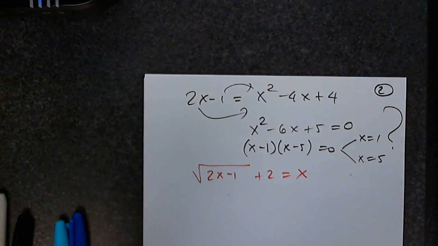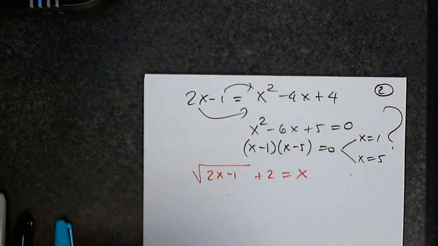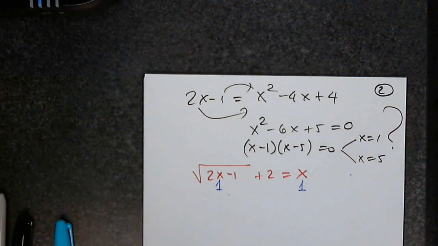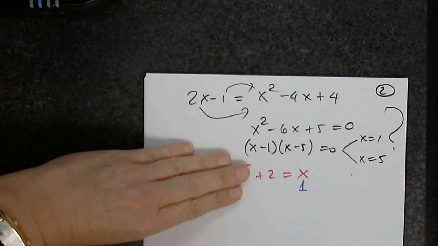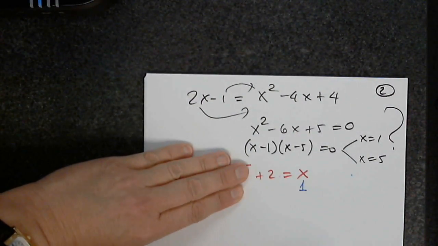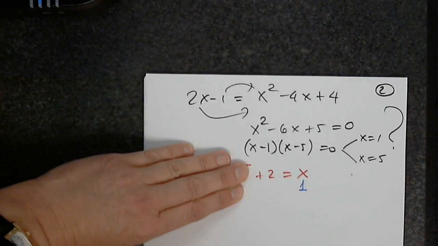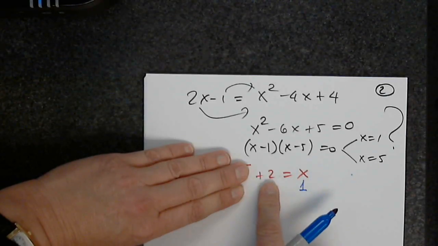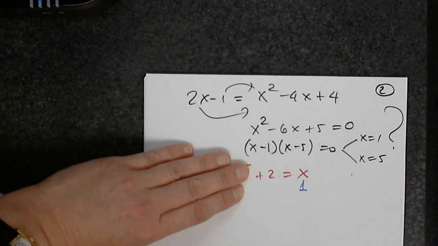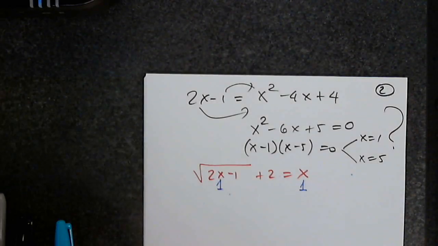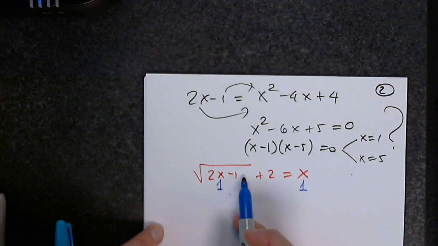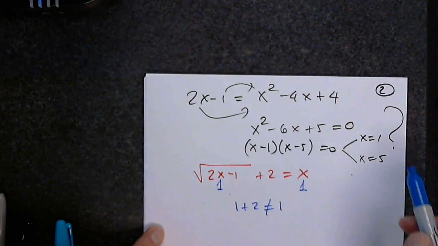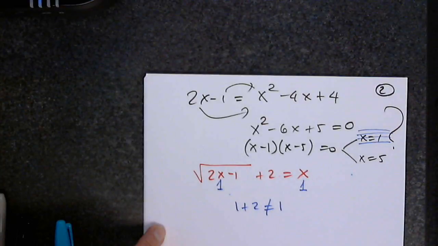And I'm going to plug in 1 first, and then 5. So when I plug in 1, I look at this, and I look at my conclusion for a moment. The square root, I know the graph, it's always a positive number. A positive number plus 2, can it equal 1? No. So 2 times 1 is 2, 2 minus 1 is 1, the square root of 1 is 1, and 1 plus 2 does not equal 1. Therefore, I'll say this does not work.